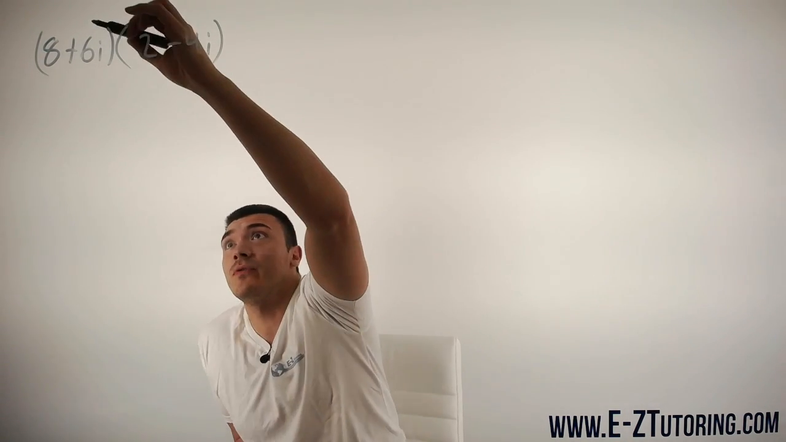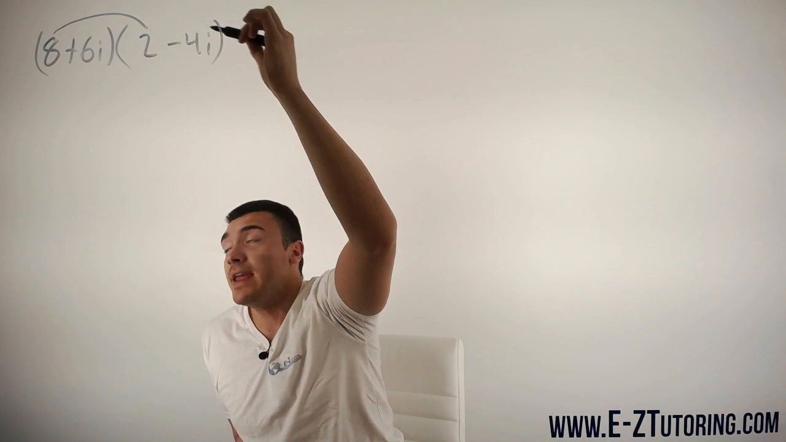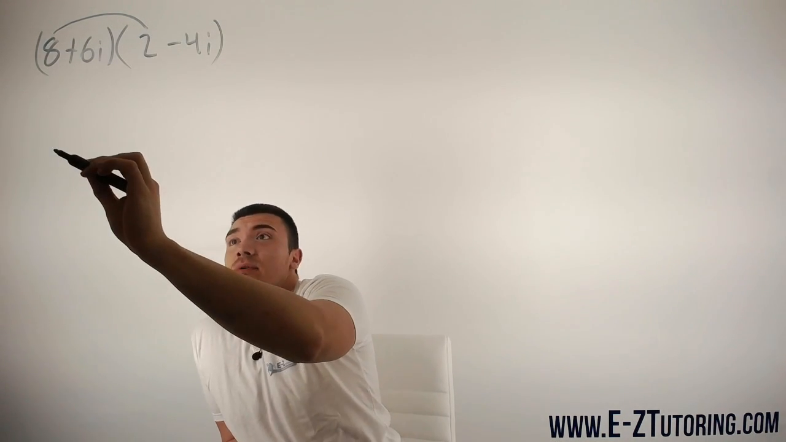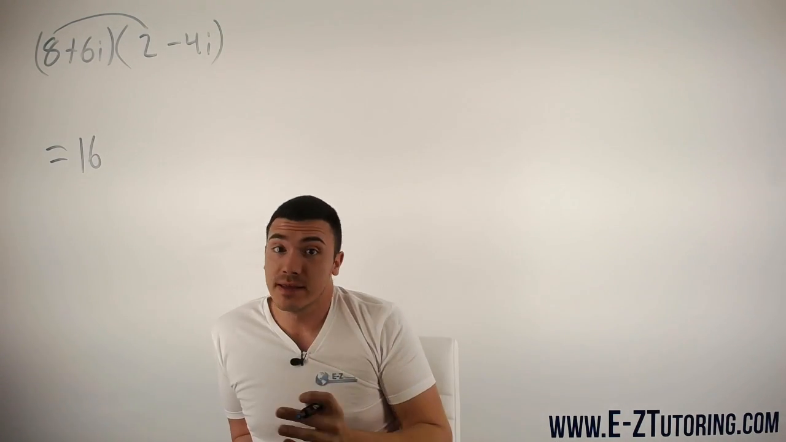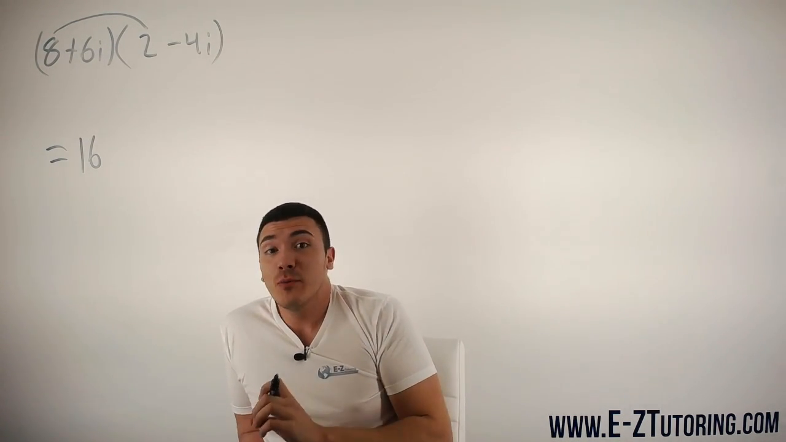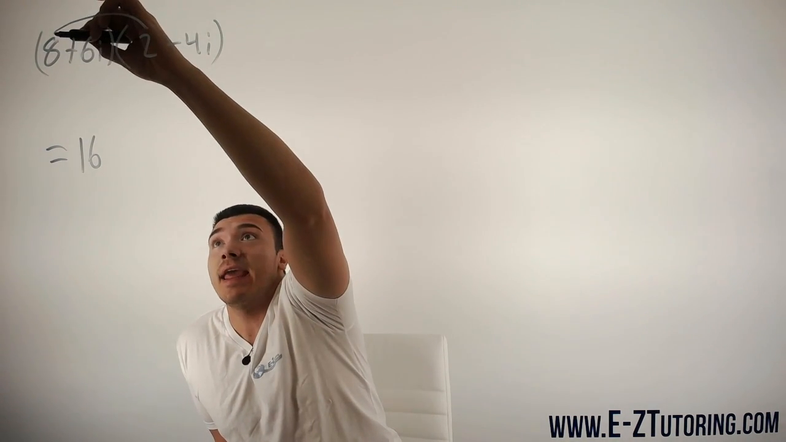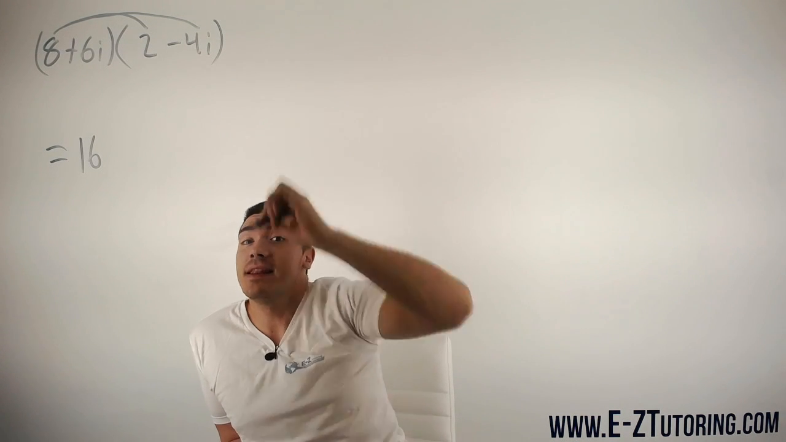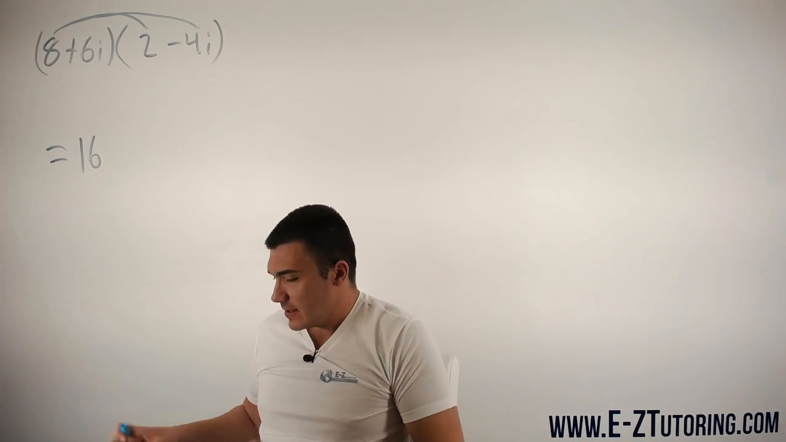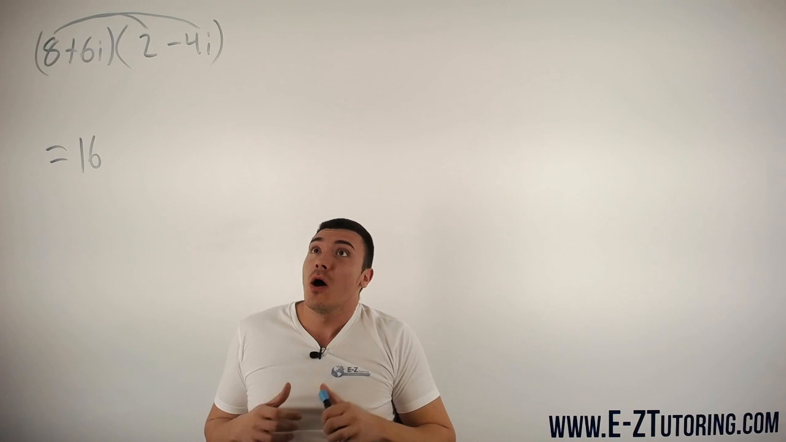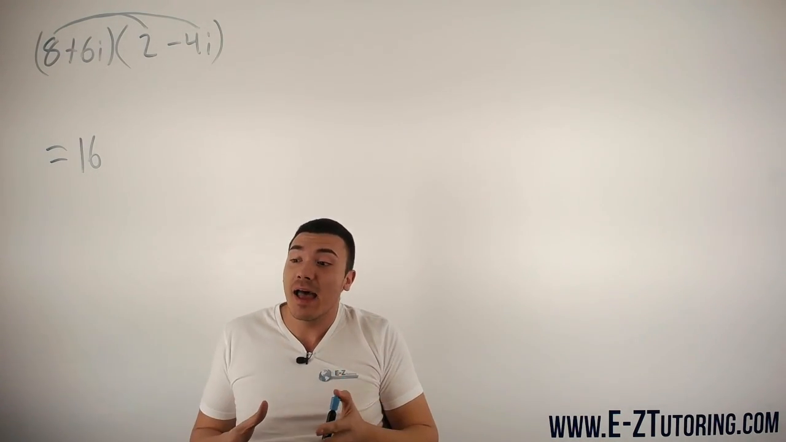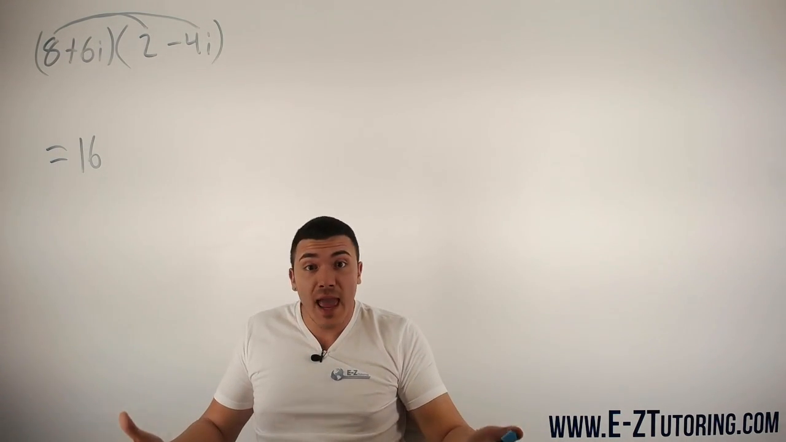Now, when we FOIL the first two numbers, the 8 and the 2, that's easy, that's straightforward. 8 times 2 is just 16. Now, when we multiply the outer numbers, the 8 and the negative 4i, this is where some students have some trouble. All you need to do is imagine that i is like a variable, like x.